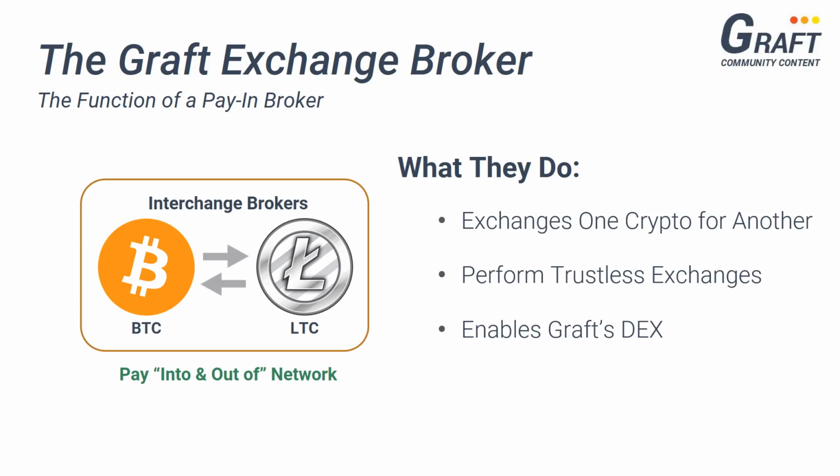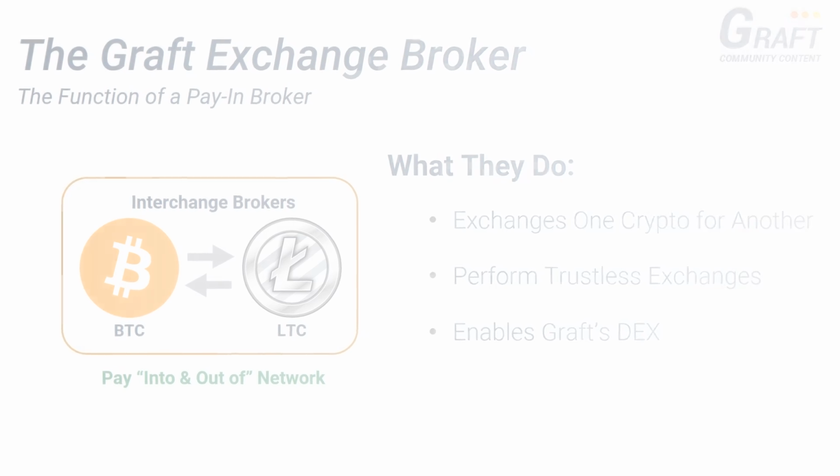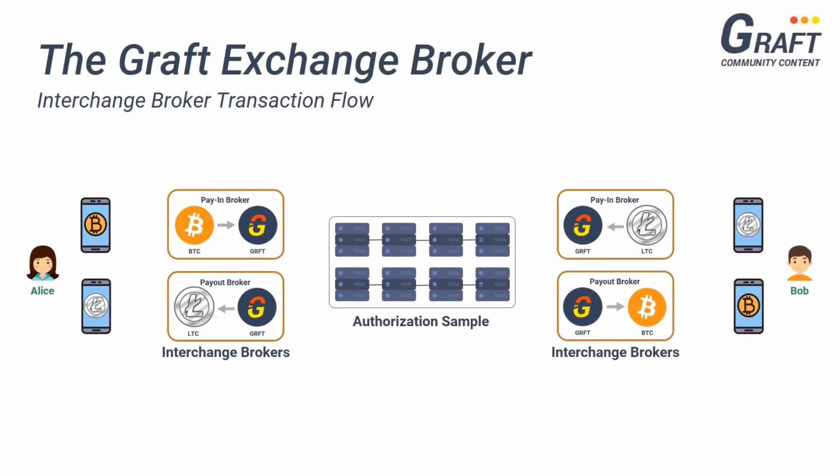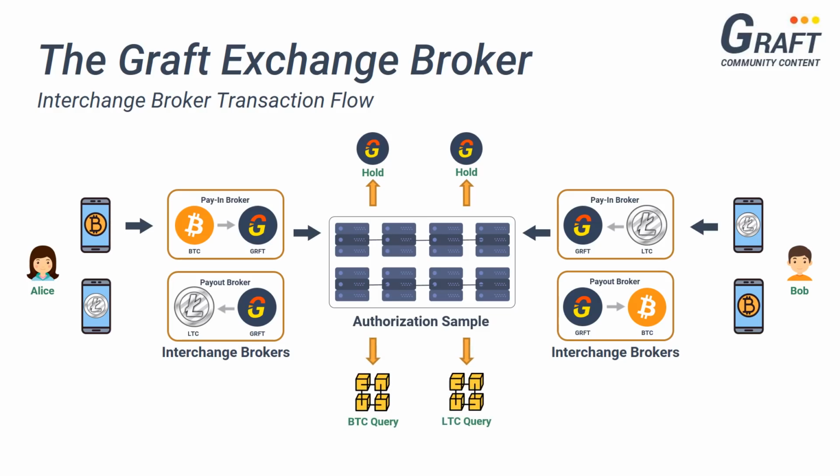An exchange transaction between two parties that wanted to exchange, say, Bitcoin and Litecoin, for example, would look something like this. In order for the trade to be executed, both parties would be required to send the funds based on the agreed-upon exchange rate, and the authorization sample would act as the arbitrator, using exchange brokers to perform the exchange while placing holds and querying and validating the transaction on each blockchain.